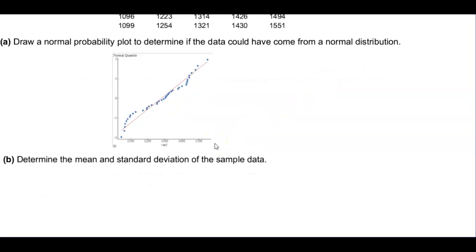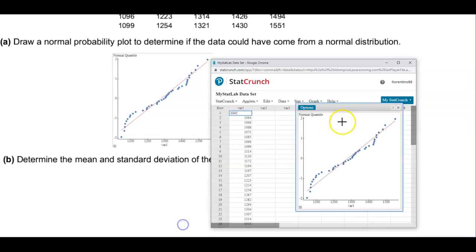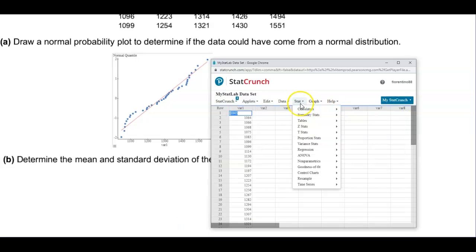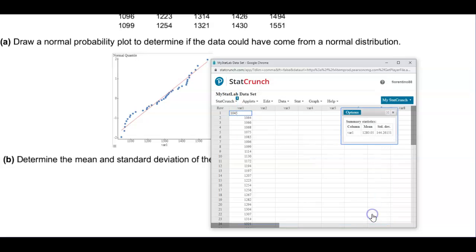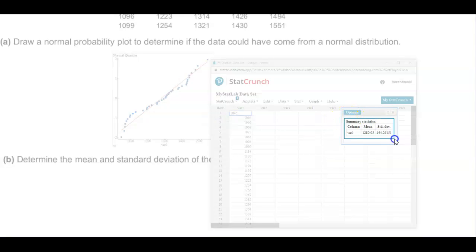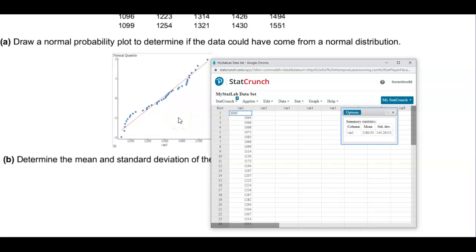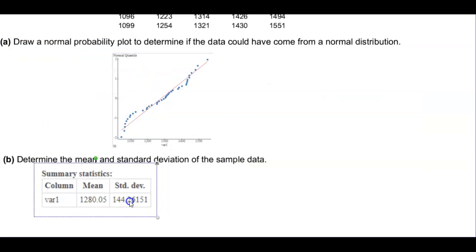Now we want to determine the mean and the standard deviation of the sample data. So we're going to come back here, select Stat, then go to Summary Stats and select Columns. We have variable 1, and we want to find the mean and the standard deviation. When we select Compute, we get the following summary statistics. So we can see what the mean is. We're going to round that to 1 decimal place, and the standard deviation as well to 1 decimal place.